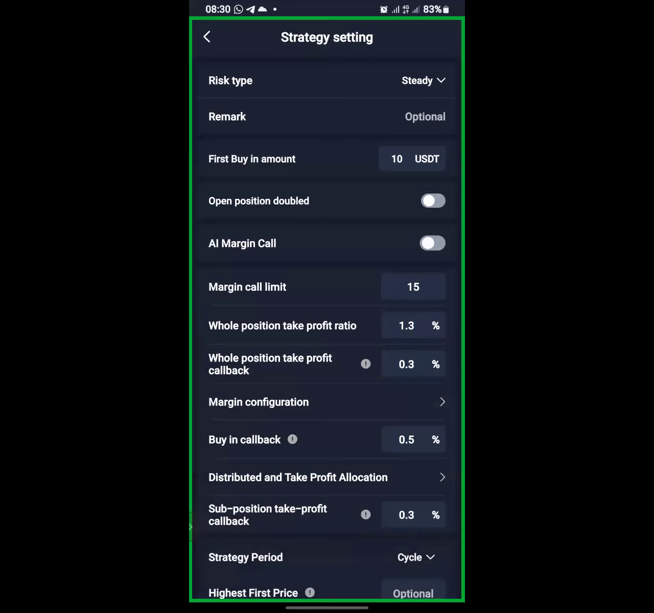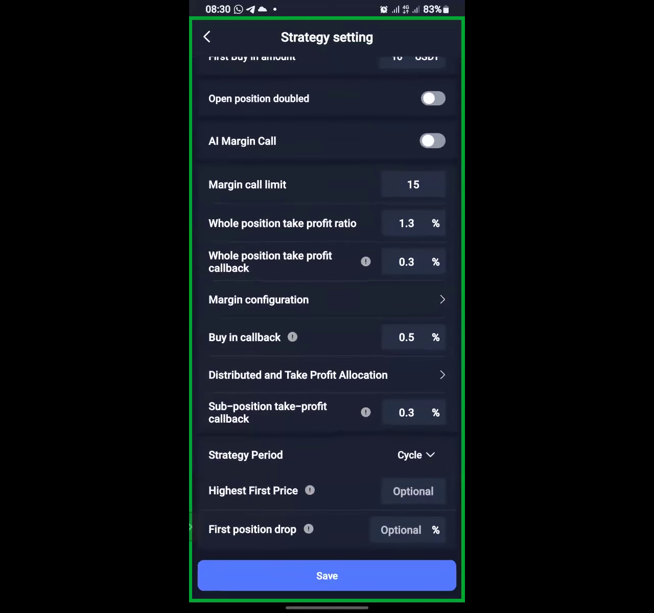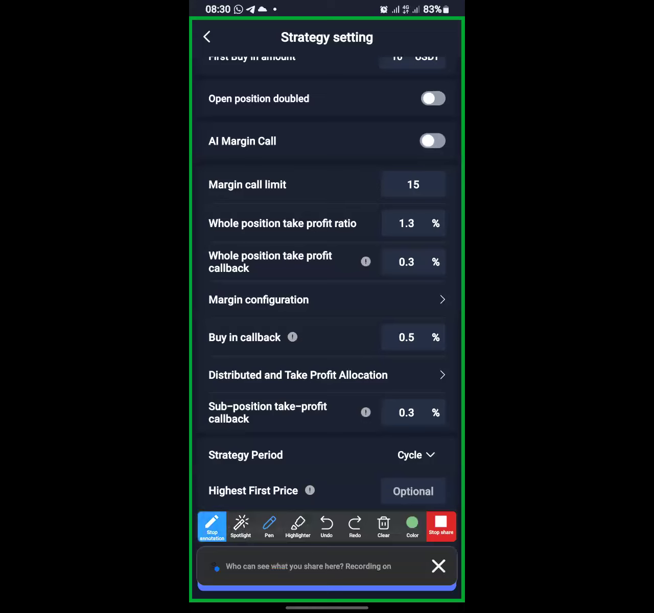So for this, sometimes I leave it as 1.3, or maybe I leave it as 1. So for better explanation, whole position take profit ratio on sub position is that percentage that sells the first 4 margin calls. Then we have what we call the whole position take profit callback. The whole position take profit callback is the additional percentage to the whole position take profit ratio. So you're trying to command the bot that let it increase 0.3 on this so that the robot sells it.